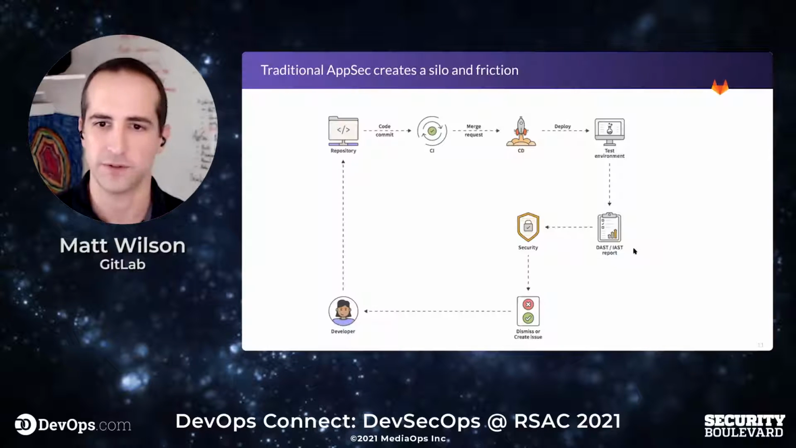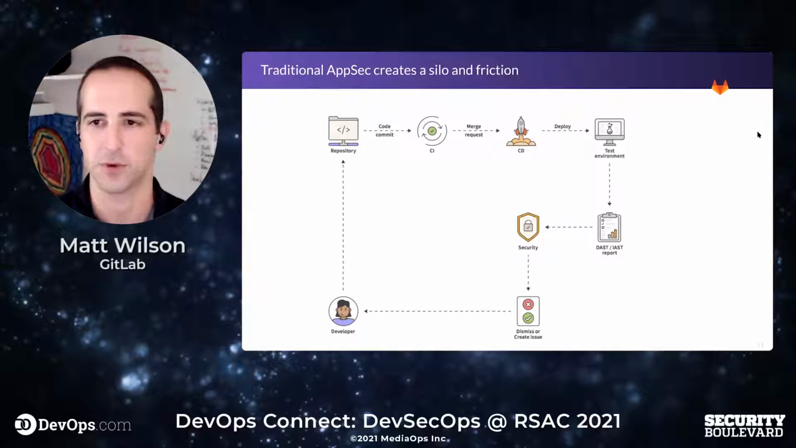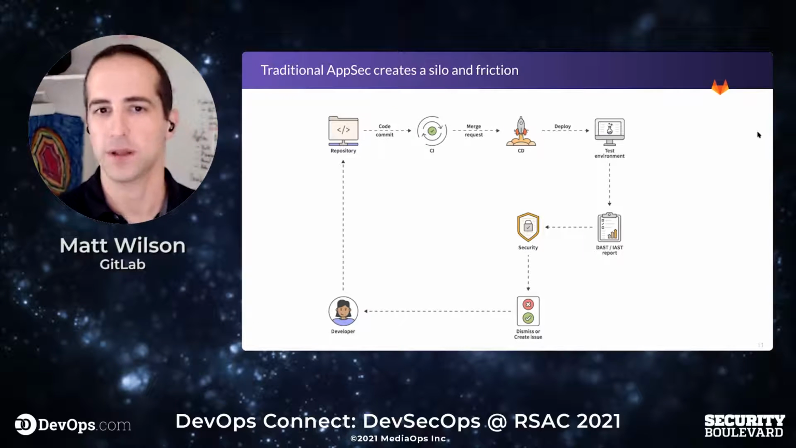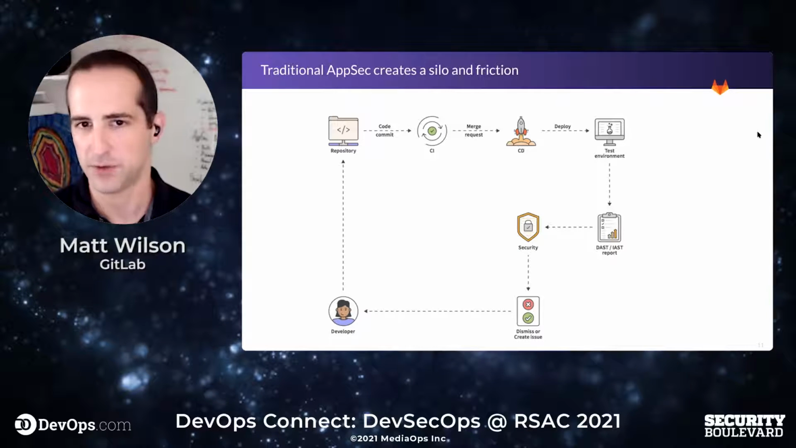And we think that the reason for that is the way that traditional AppSec is set up to create these silos and friction points. So if you think of a developer working inside of their code, they're committing maybe into a CI system, maybe you're not using CI/CD, but you're going through a normal development cycle in a very linear process.